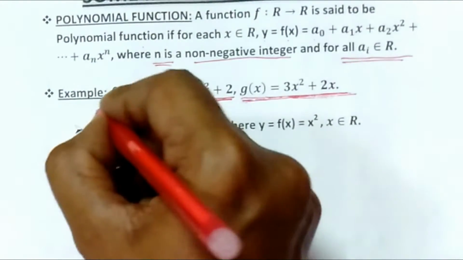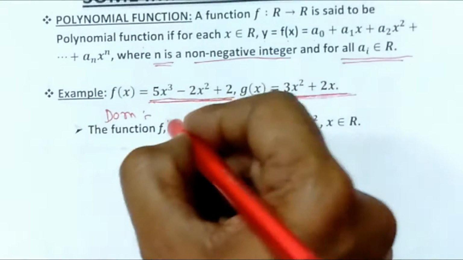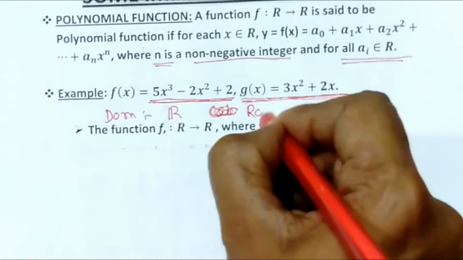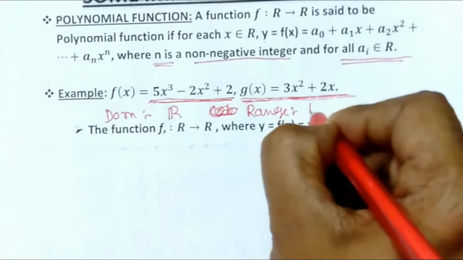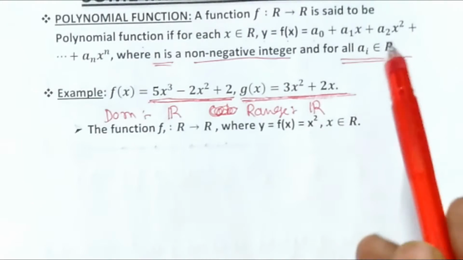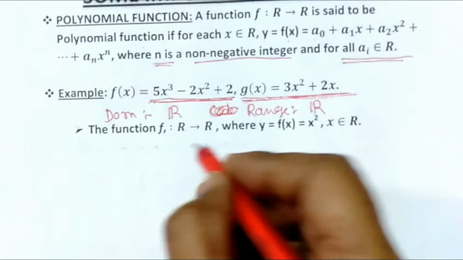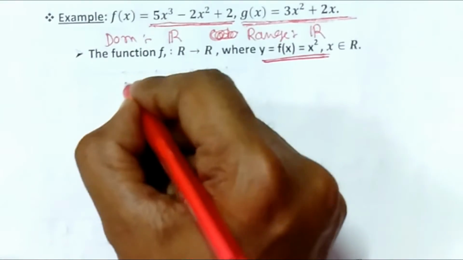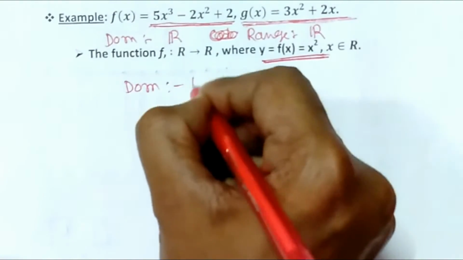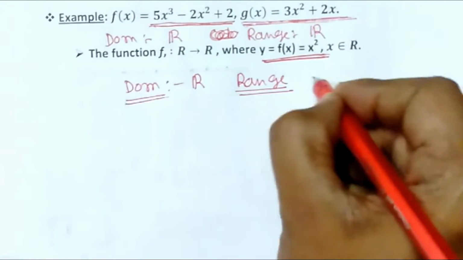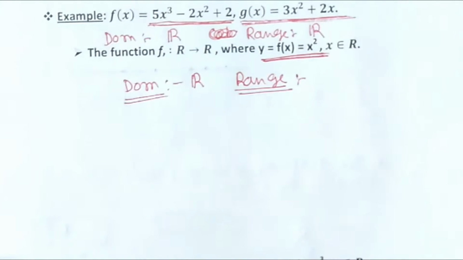Now clearly the domain of a polynomial function will be real numbers in general, and also the range of the polynomial function will be the real numbers. The domain or range may vary with respect to the polynomial. An example of a polynomial function, f of x equals x square. So its domain will be real numbers. Range, let's see what will be the range of this function.